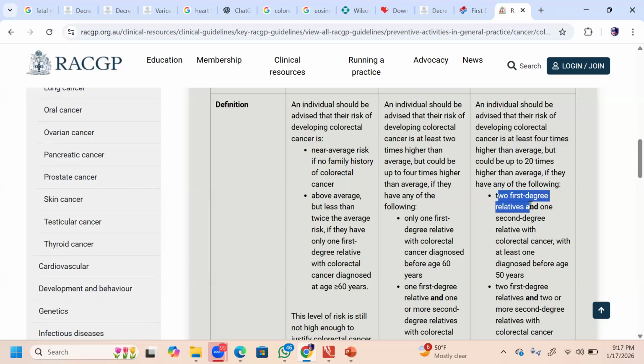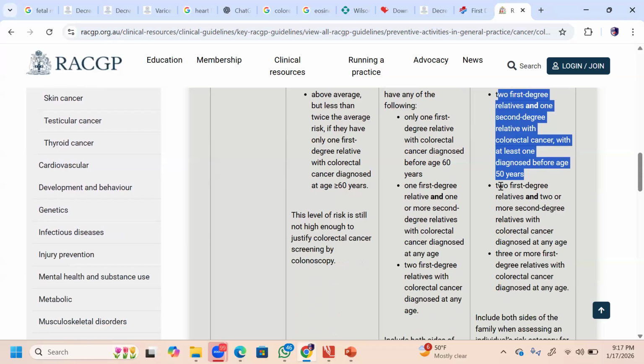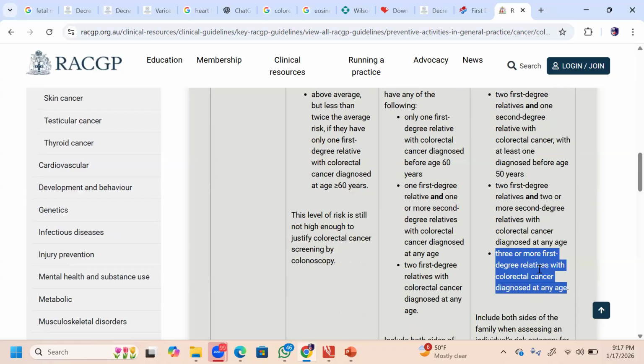For example, two first degree relatives and a second degree relative with colorectal cancer diagnosed before the age of 50. So here the age cutoff is 50 years. So before the age of 50, two first degree and one second degree diagnosed before the age of 50, it means the patient belongs to category 3. Okay. Second condition, two first degree and two or more second degree relatives with colorectal cancer diagnosed at any age. So here, two first degree and two, at any age, the patient belongs to category 3. Okay. Third condition, three or more first degree relatives with colorectal cancer at any age. So this is high risk, category 3.